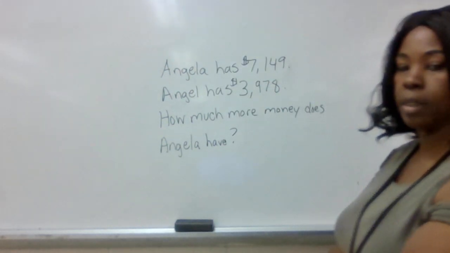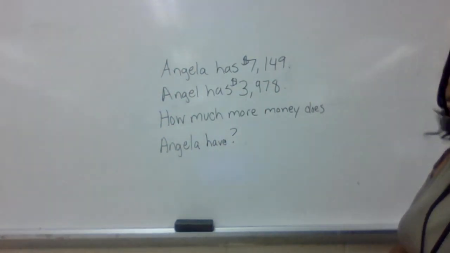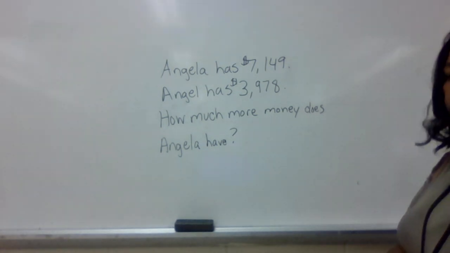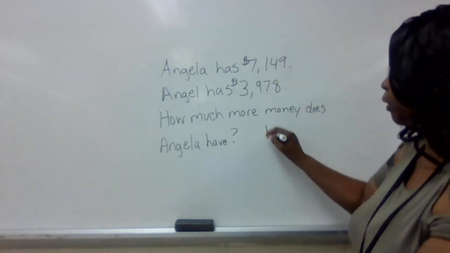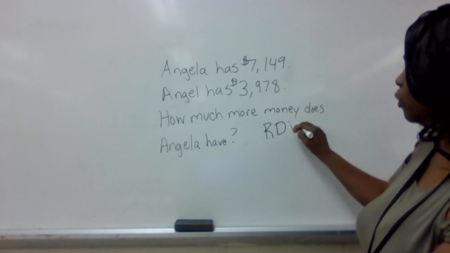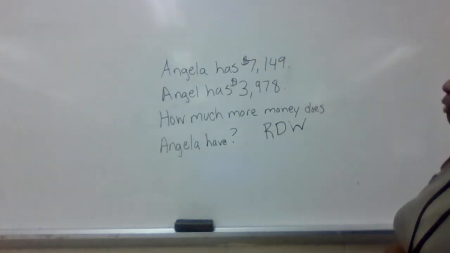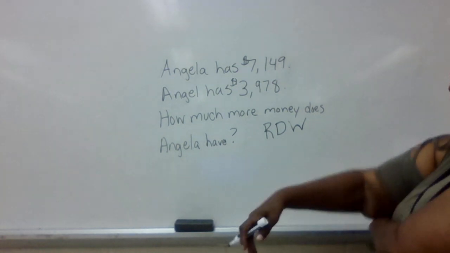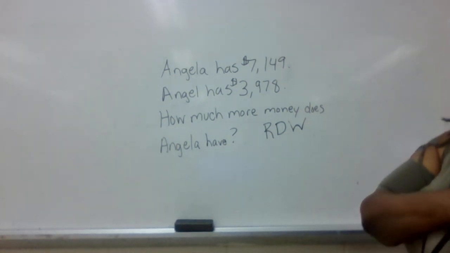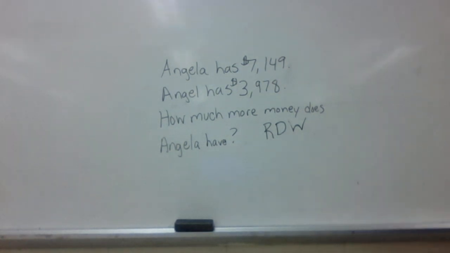Okay, so this is similar to a word problem that you will see on homework. And the first thing they have to do is called the RDW, which is read, draw, write. So we're going to read the problem. Angela has $7,149. Angel has $3,978. How much more money does Angela have? So we just read it.